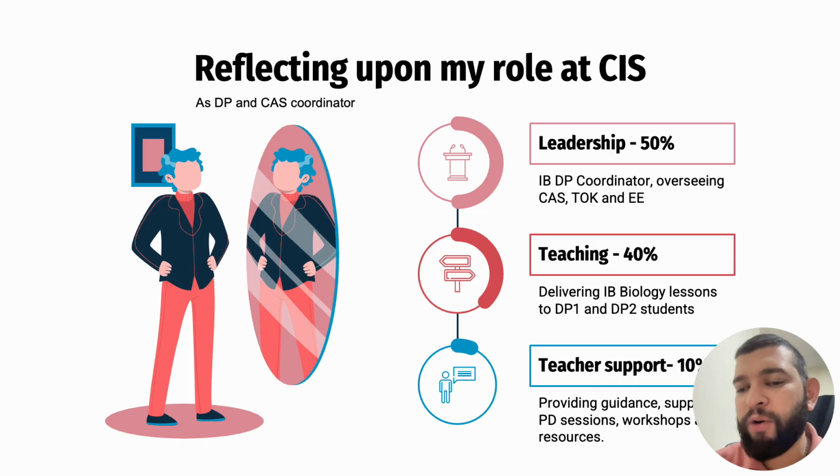Now, reflecting upon my role at CIS, this is a rough estimation of what I have achieved, or what my day looks like on a day-to-day basis. Leadership is 50%, where I'm more inclined towards supporting my teachers, guiding them, being the bridge between IB and the school, contacting my SLT, and transferring information from the policymakers to the employers. Then we have, of course, teaching, and the last is teacher support, where I do a lot of PD sessions with my teachers, do one-on-one meetings with them, and support them.